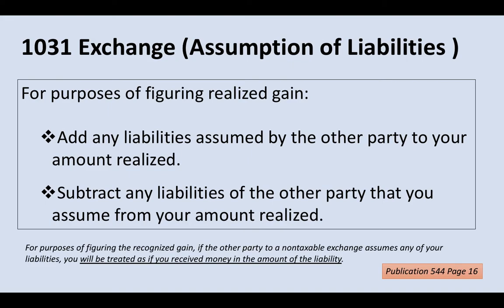If the other party to a non-taxable exchange assumes any of your liabilities, you will be treated as if you received money in the amount of the liability. So basically, if your mortgage is assumed by the other party, it is equal to the cash you received. When your mortgage was assumed, this is a boot. You received that as cash.